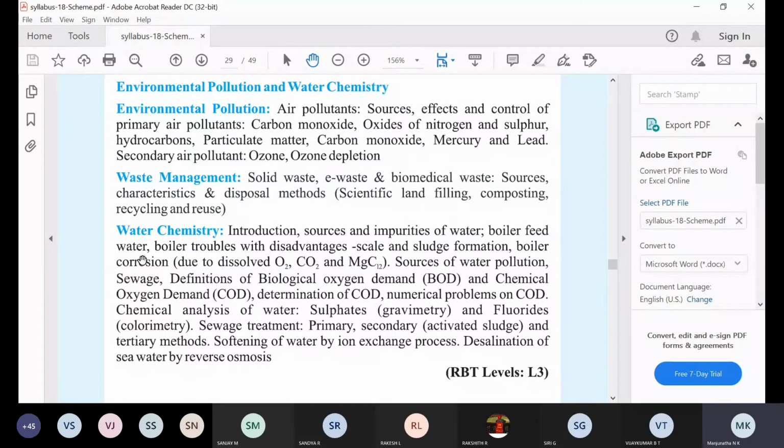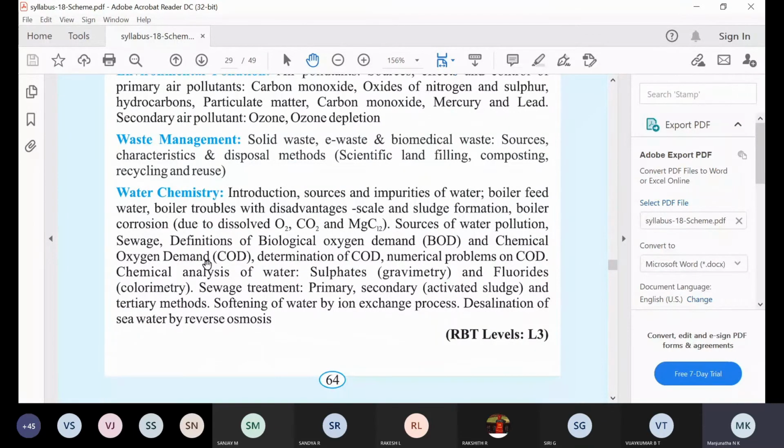Suppose whatever water we are using in the boiler contains some impurities, it causes some disadvantages or boiler troubles. Here there are three types of boiler troubles observed. One is the formation of scale and sludge, another is boiler corrosion, and another is priming and foaming. Of these three, in your syllabus you have two boiler troubles. One is scale and sludge formation and the other is boiler corrosion. The details we are going to study.